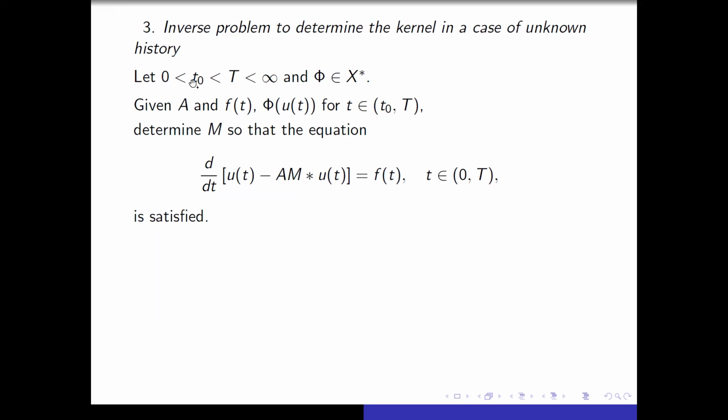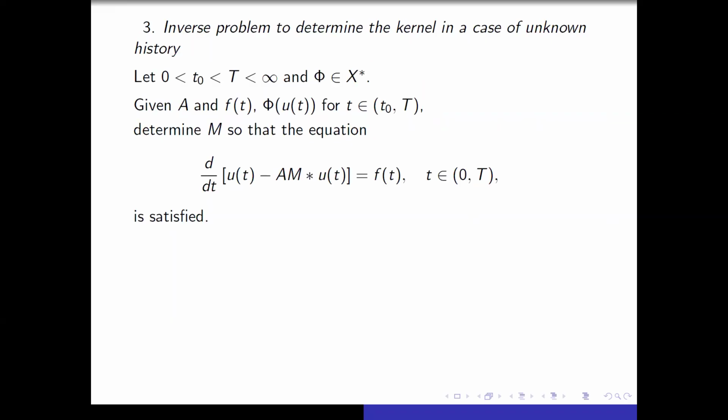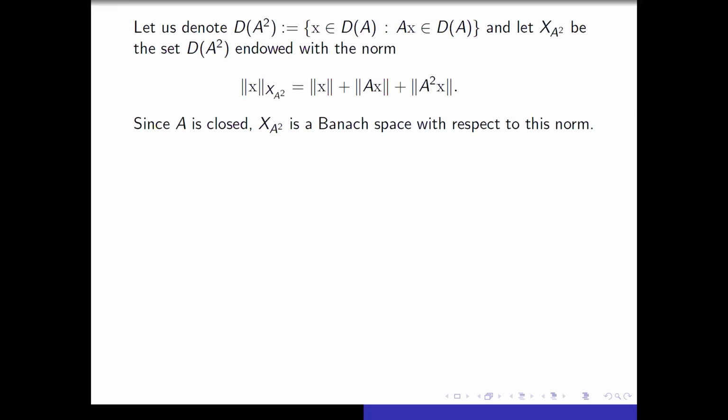So the formulation is more precisely so: t0 and capital T as before, and phi is in the dual space, and we are given A, F(t) and phi(t) now from t0 to capital T. I want to determine M so that the following equation is satisfied. So here, in addition to this domain of A, I need also the domain of A squared, that can be defined in a natural way as written here, and this becomes also a Banach space with such graph norm.